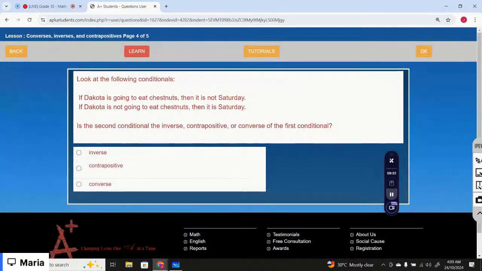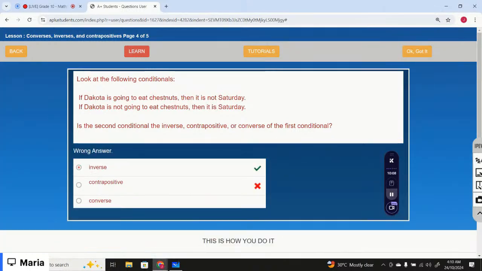Look at the following conditional. If Dakota is going to eat chestnuts, then it is not Saturday. If Dakota is not going to eat chestnuts, then it is Saturday. So which is the correct option? They are contrapositive. Oof, now they are inverse, sorry.